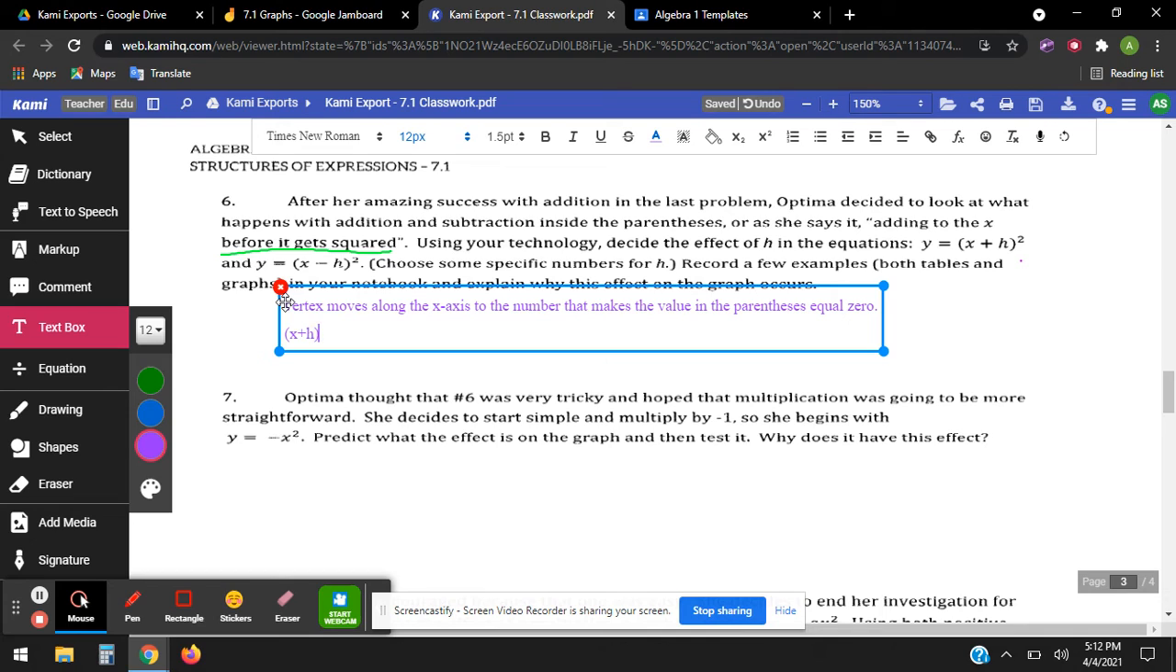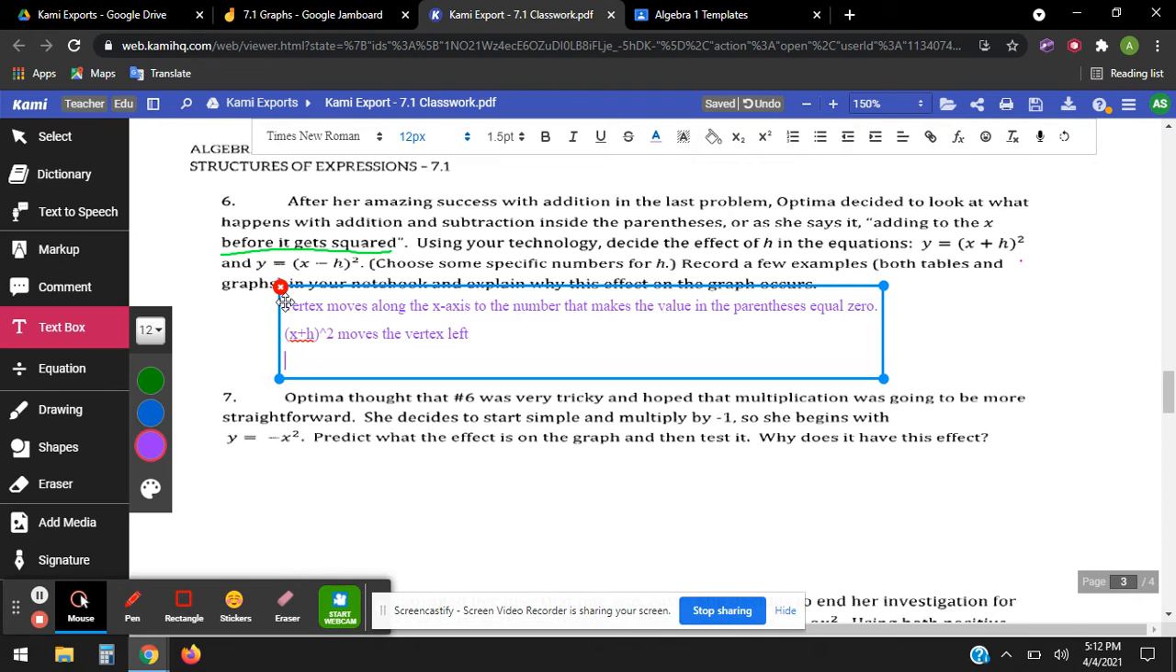plus h to the second power moves it left, moves the vertex. Let's be detailed. Vertex left. And x minus h to the second power moves the vertex right. H spaces. Let's put that in there. So moves to the left, moves to the right.